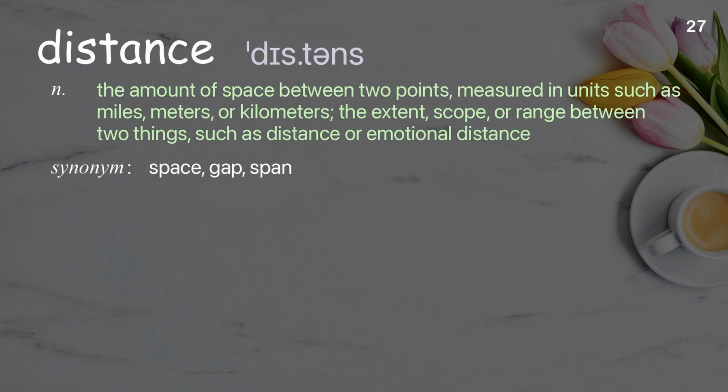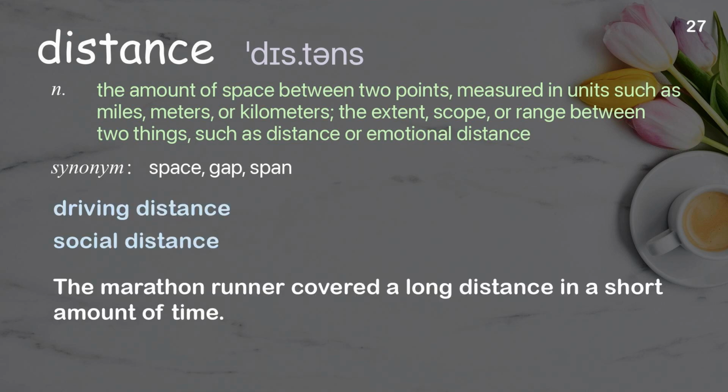Distance. The amount of space between 2 points, measured in units such as miles, meters, or kilometers; the extent, scope, or range between two things, such as distance or emotional distance. Examples: Driving distance. Social distance. The marathon runner covered a long distance in a short amount of time.